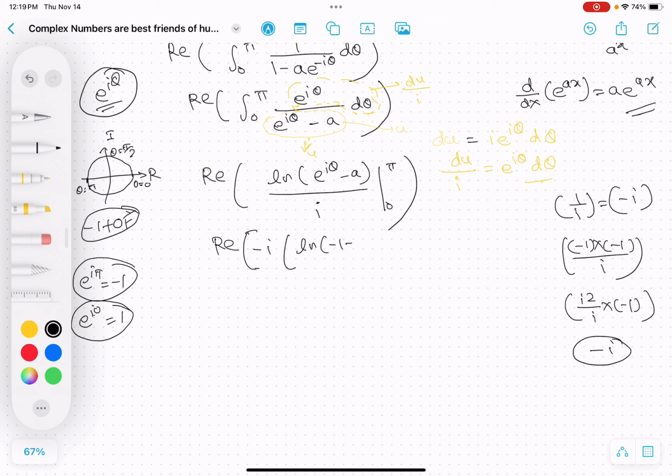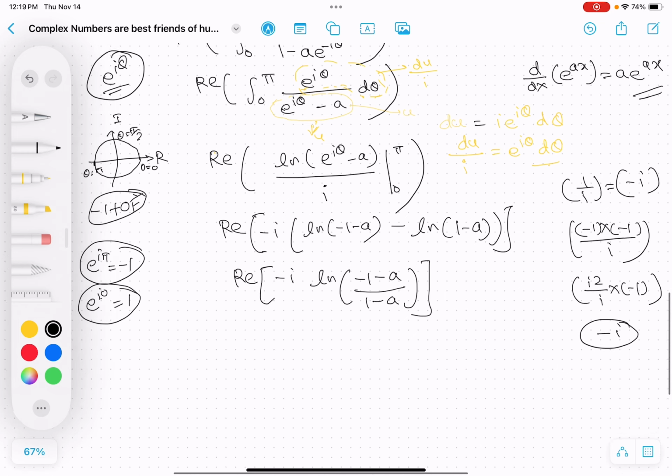So at pi, it's just minus 1. So minus 1 minus a, minus ln at 0. This is just e to the power 0, right? So e to the power 0 is just 1. So 1 minus a, right? Now this is the real part of minus i times log of minus 1 minus a divided by 1 minus a, right?